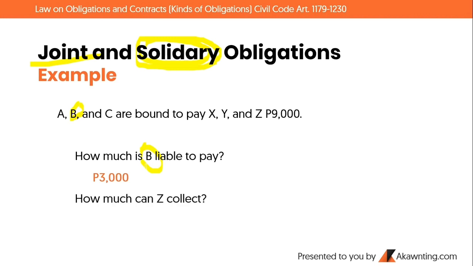Tama. Okay? So, how much can Z collect this time? Okay. Ganun din, binanggit ulit natin kanina na kapag joint, ang pwede lang makolect ng isang creditor ay up to the extent ng kanyang share. So, ang kanyang share ay up to 3,000. So, hanggang 3,000 lang pwedeng makolect ni Z. Okay? So, tatandaan nyo po yan.